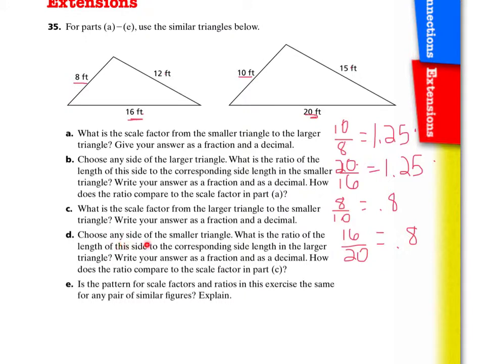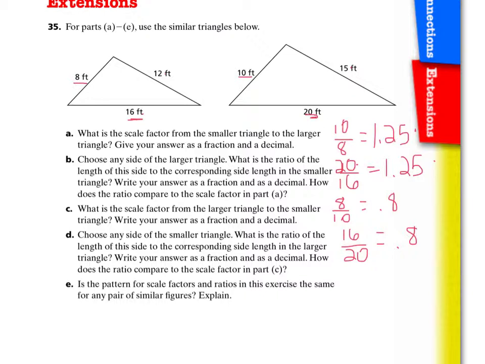Okay, part D. Choose any side of the smaller triangle. What is the ratio of the length of this side to the corresponding side length in the larger triangle? Write your answer as a fraction and as a decimal. How does the ratio compare to the scale factor? So I'm going to choose the largest side again. This time I'm going to put 16 feet as my numerator and then 20 feet as my denominator. So 16 over 20 equals 0.8. So once again, the scale factor and the ratios are the same.